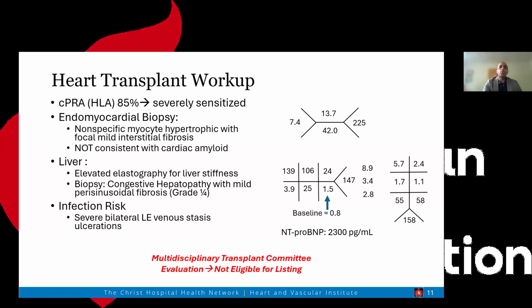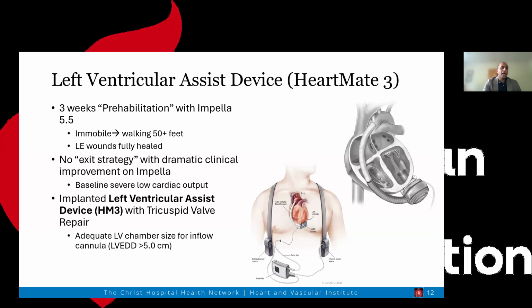So basically, together with all these features that we had found, it was deemed that a transplant would not be in her best interest, especially given her baseline functional status, and she was deemed not eligible for consideration. So at that point, we had palliative care meet with the patient, and frankly, when we first met her, the route that was being discussed was actually hospice care.